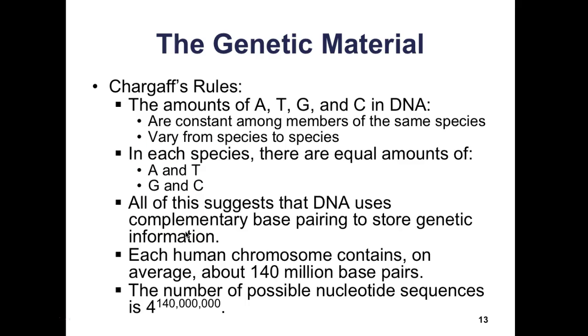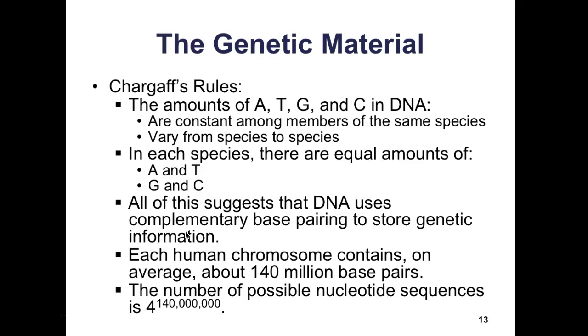Erwin Chargaff, related to the bases, he did a study, and from his study he said the amounts of ATCG in DNA are constant among members of the same species and vary from species to species. In each species, there are equal amounts of adenine and thymine and guanine and cytosine. All of this suggests that the DNA uses complementary base pairing to store genetic information.